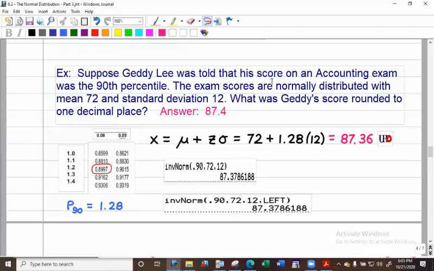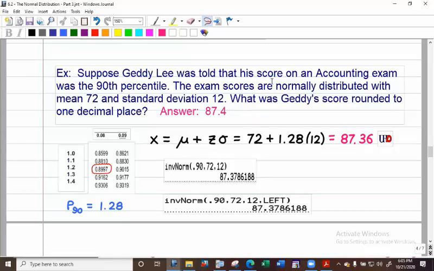All right, suppose Geddy Lee was told his accounting exam score was at the 90th percentile. The exam scores are normally distributed with a mean of 72 and a standard deviation of 12. What was Geddy's actual score? We'll say rounded to 1 decimal place.